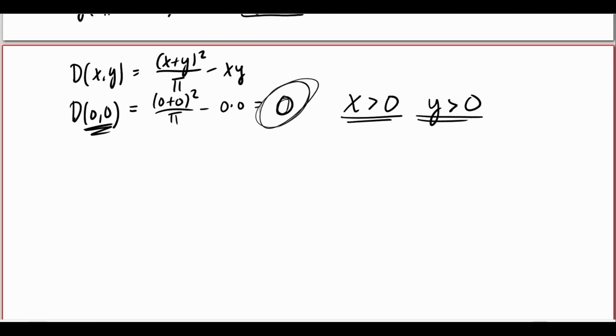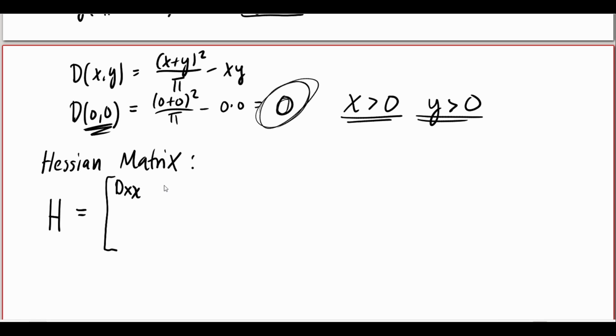So our next step is to actually perform a test to determine if the critical point is a minimum point or maximum point or a saddle point. In order to do that, we have to introduce something called a Hessian matrix. So the Hessian matrix H consists of computing something called partial derivatives.